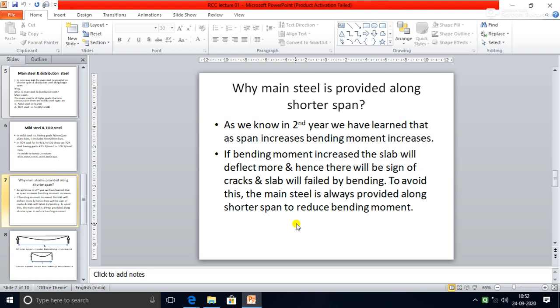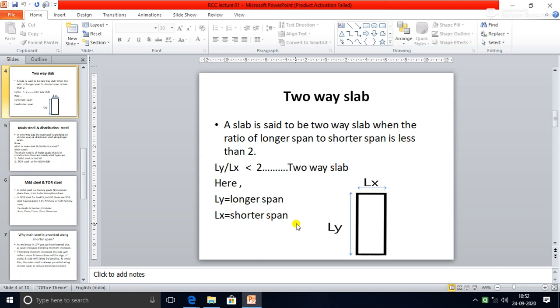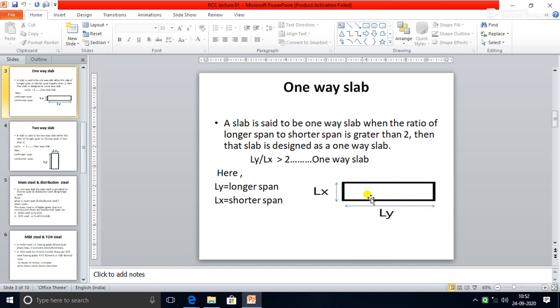Why is main steel provided along the shorter span? Now, as we know, here is a one-way slab. Here these are the two dimensions. One is the longer dimension, the second one is the shorter span. Then we are going to provide the steel. That is, mainly two types of steel are there: a distribution steel and a main steel.